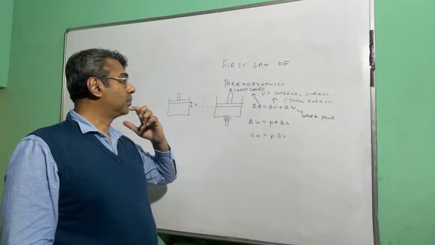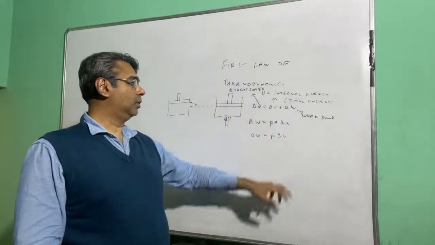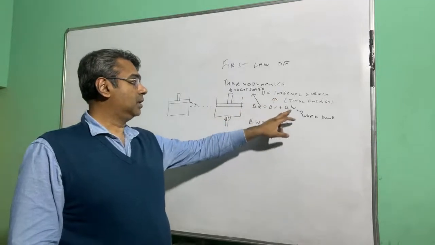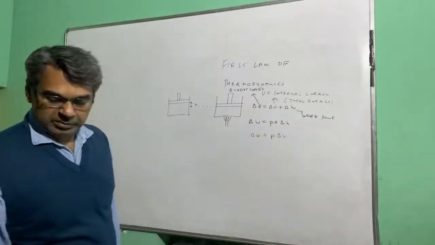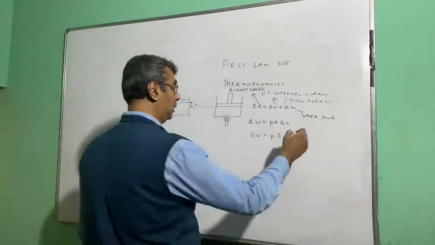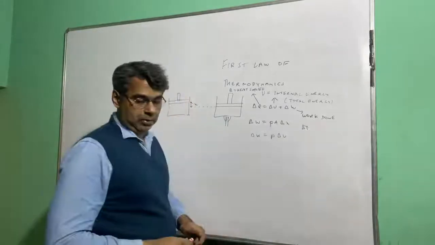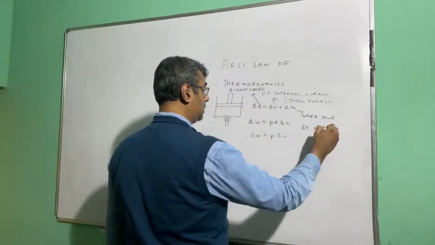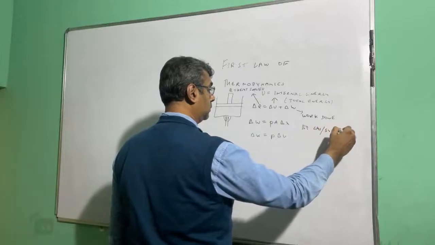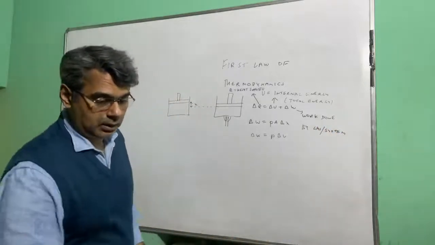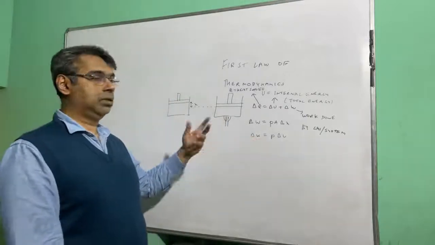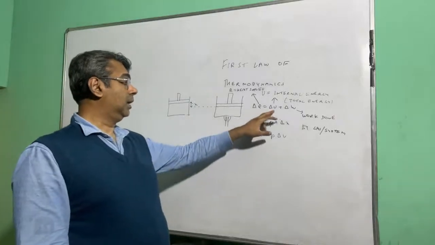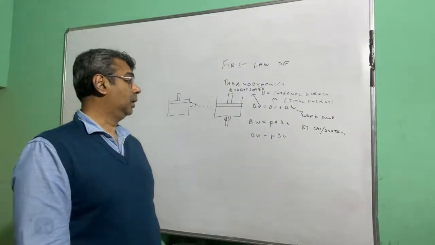So delta Q is delta U plus delta W. Q is the heat supplied, U is the internal energy, and W is the work done by the gas, or you can say the system. W is the work done by this gas, or instead of gas you can say the system. So delta Q is delta U plus delta W.